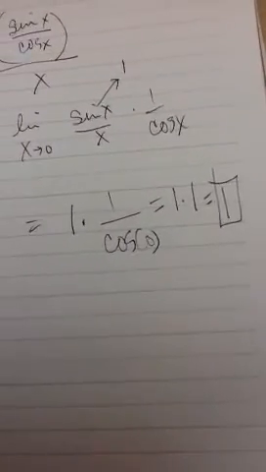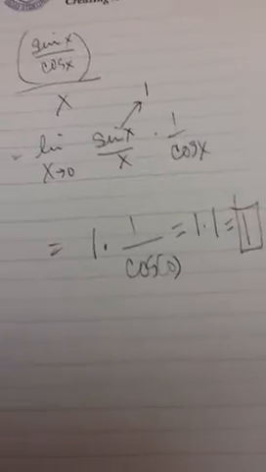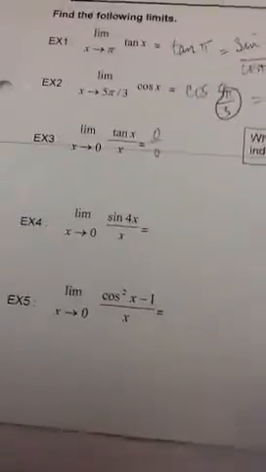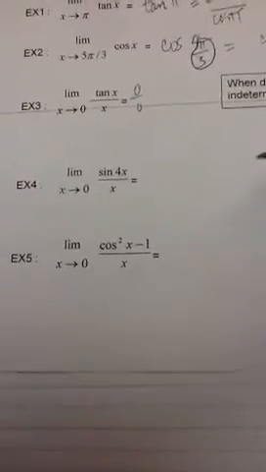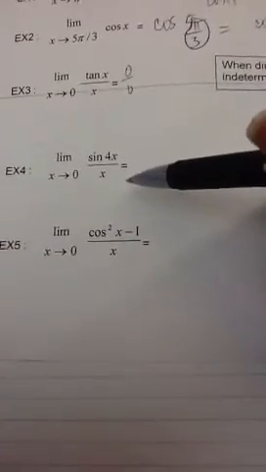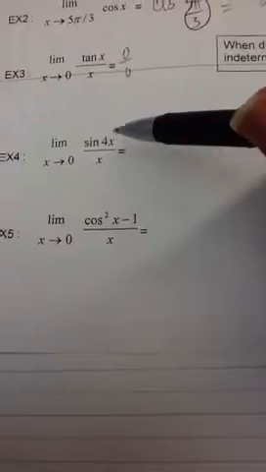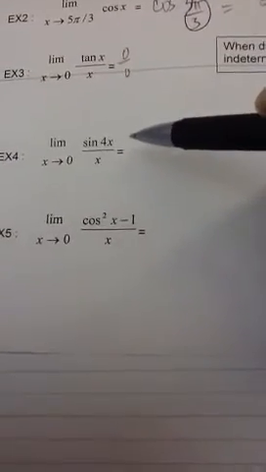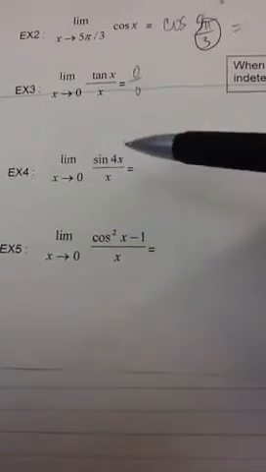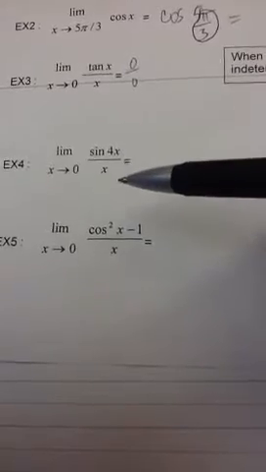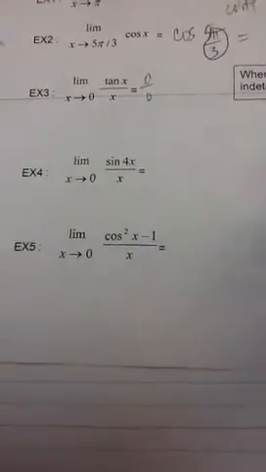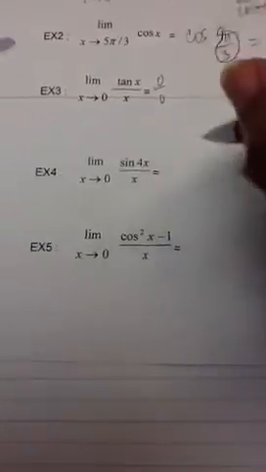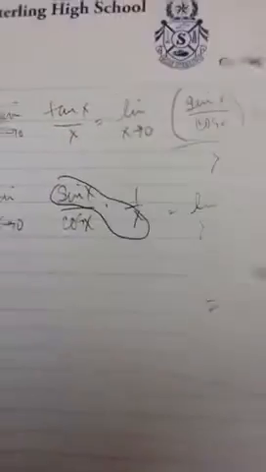All right. Let's try example number 4. Same thing. If I plug in 0 for x, I'm going to get the 0 over 0 situation. Sine of 4 times 0 is 0. So sine of 0 is 0 over 0, the 0 over 0 situation. So I'm going to have to alter that.